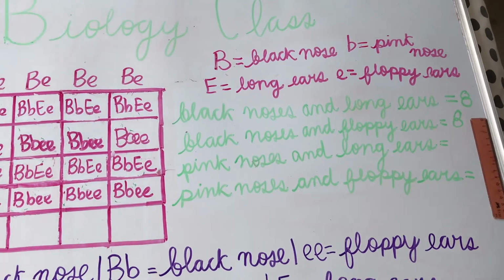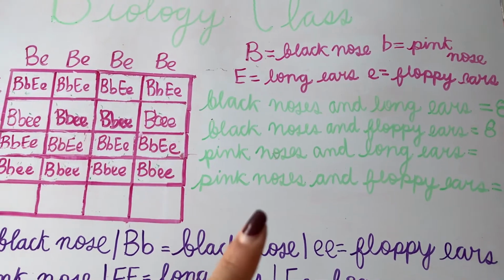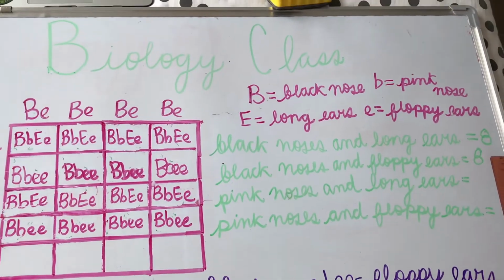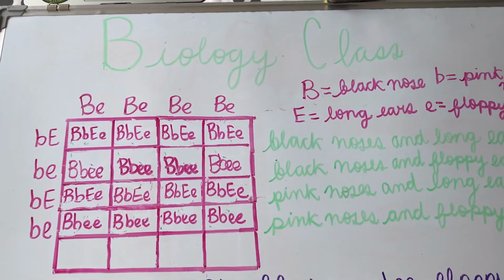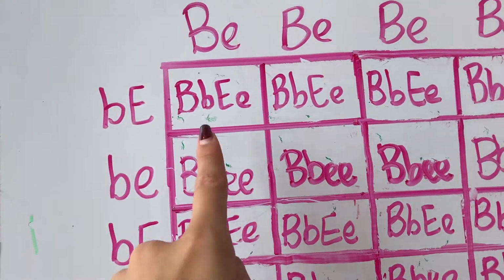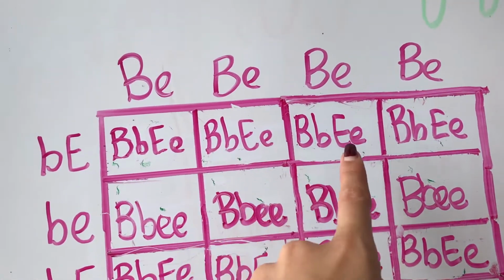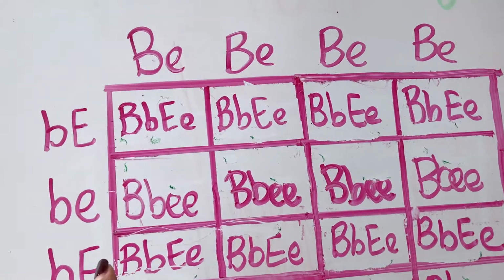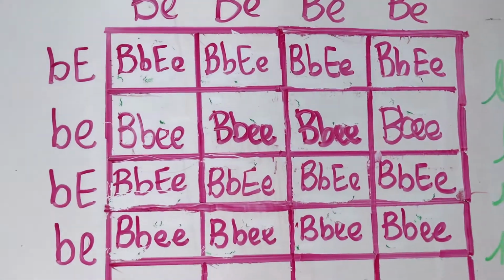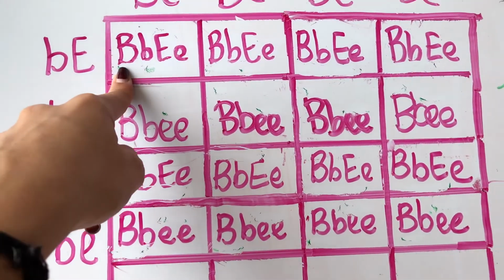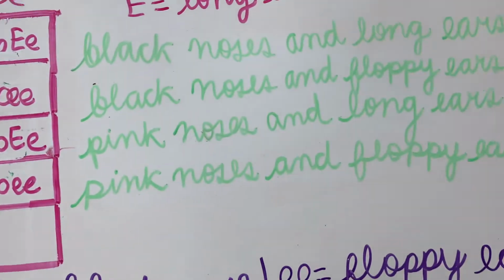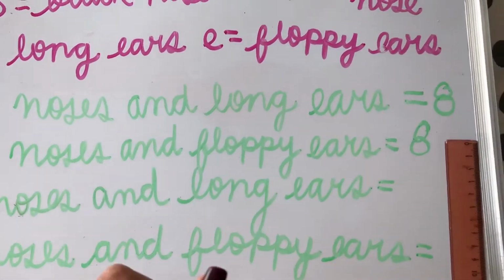The third exercise asks about pink noses and long ears. So pink nose is lowercase b and long ears is uppercase E. But when we look at the square, we found that there is an uppercase E, meaning there are long ears, but there is no lowercase b, as the dominant trait is always the black nose, which means there are 0 rabbits with pink noses and long ears.